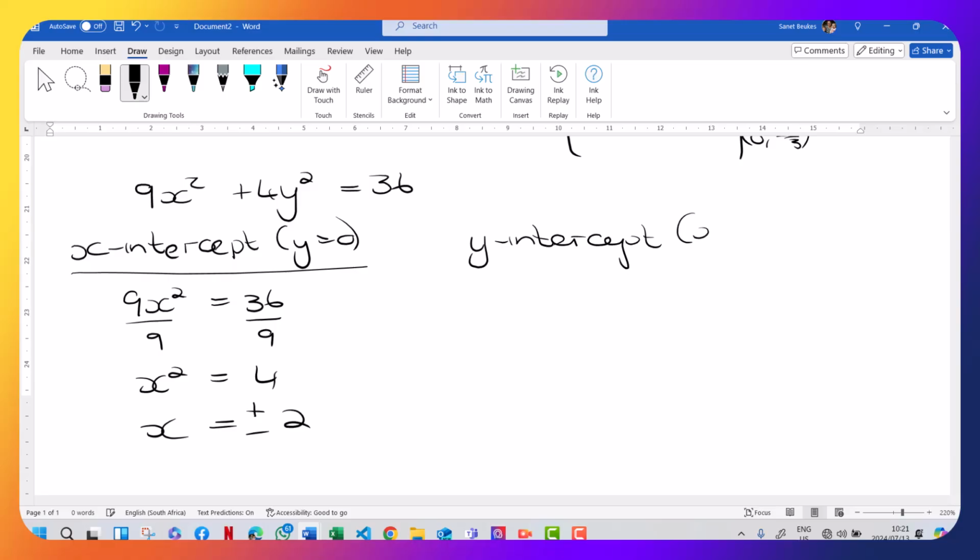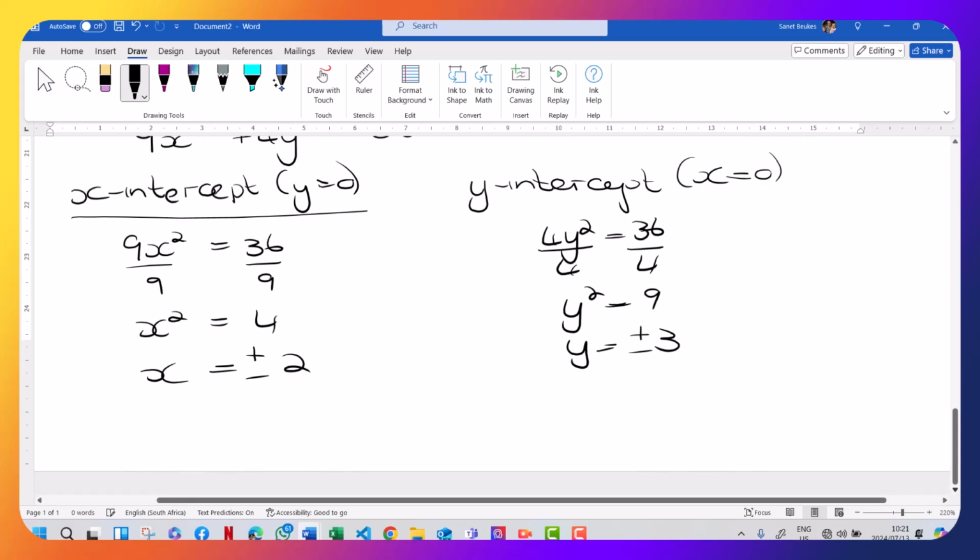where x is equal to 0, that means this part basically disappears. So I'm going to have 4y squared is equal to 36, divided by 4, divided by 4. Y squared is equal to 9. Y is equal to plus minus 3.